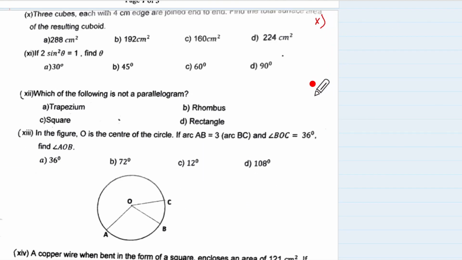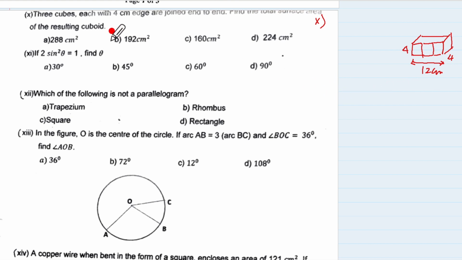Let us come to the 10th one. 3 cubes each 4 centimeters edge are joined end to end. Find the total surface area of the resulting cuboid. Now here it is better for you to just show a small cuboid like this made up of these 3 cubes. Each one will be 4 centimeters. So the total length over here will be 4, 4, 4 means 12 centimeter. The breadth will be 4 and even the height over here will be 4.